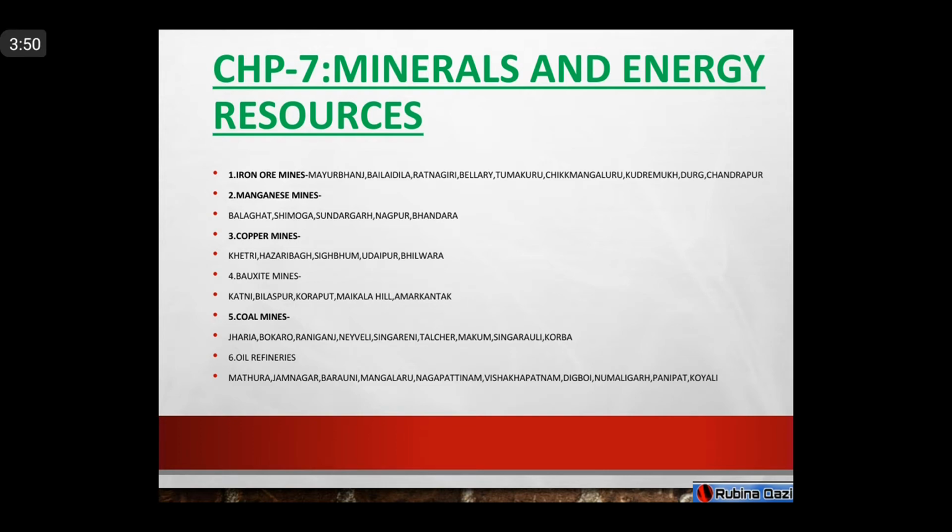Okay, then the questions are also asked from minerals and energy resources, which is your chapter 7. Here you have to practice the questions like iron ore mines, then manganese mines, then copper mines, then coal mines. And if you practice all these, definitely the questions are asked from this chapter. Okay, minerals and energy resources, right?